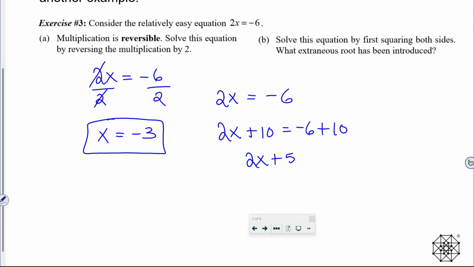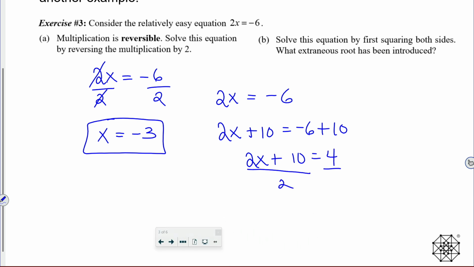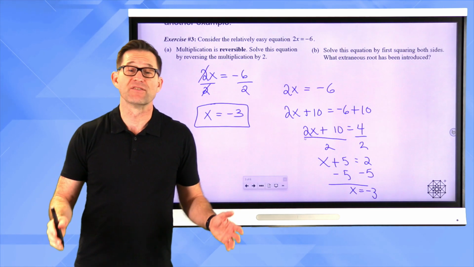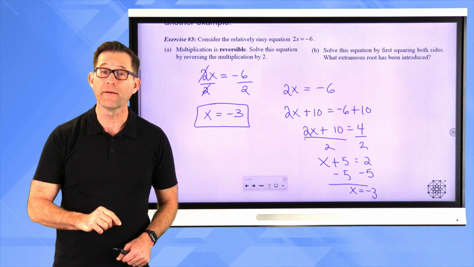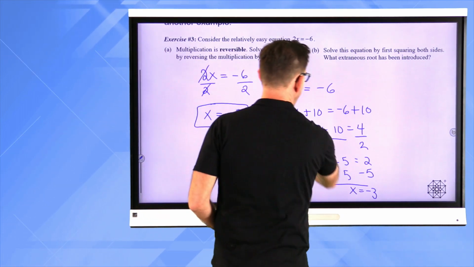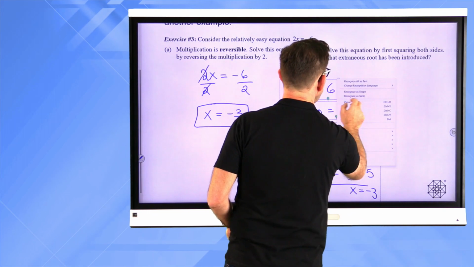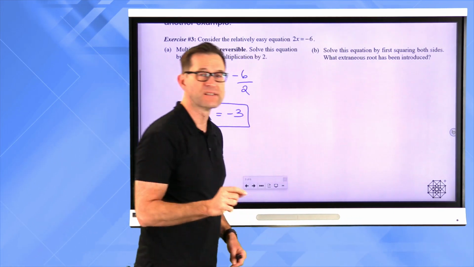2x plus 10 is equal to 4. And then maybe I would divide both sides by 2 at this point, and I'd get x plus 5 is equal to 2. And then maybe I'd subtract 5 from both sides, and I'd get x equals -3. Nobody says I have to solve for x in the most efficient way. But let's take a look at what happens when we actually do that irreversible process of squaring.